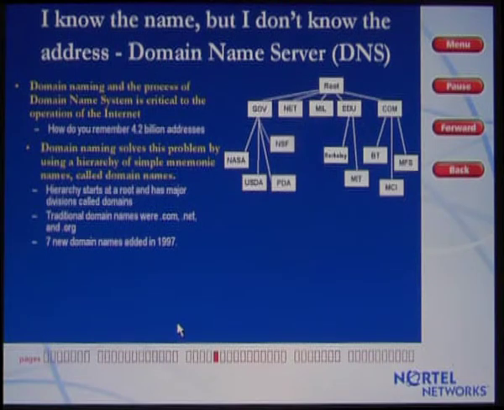In February 1997, the IAB announced 7 new generic top-level domains, GTLDs, in addition to the existing ones, .com, .net, and .org. The new fields are .firm, for businesses or firms, .store, retail, .arts, culture and entertainment, .rec, recreational entertainment, .info, information services, and .nom, individuals or personal nomenclature.